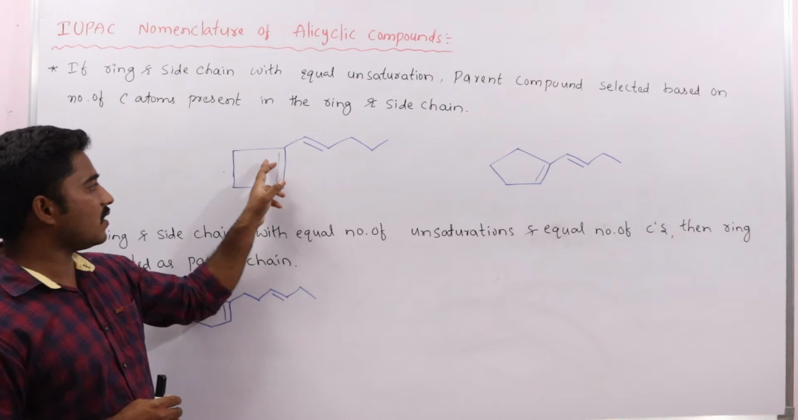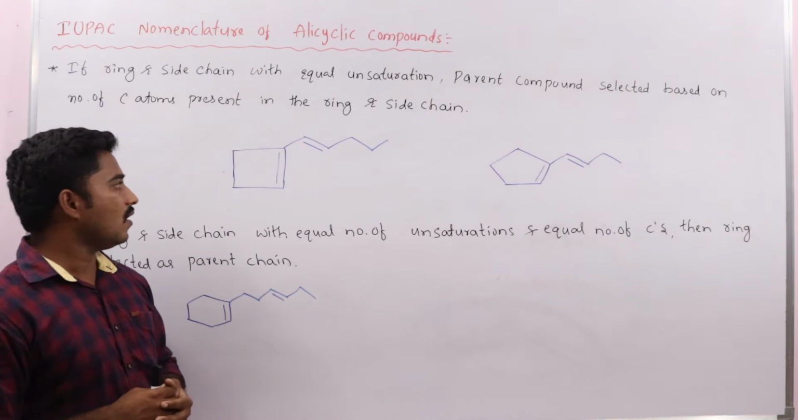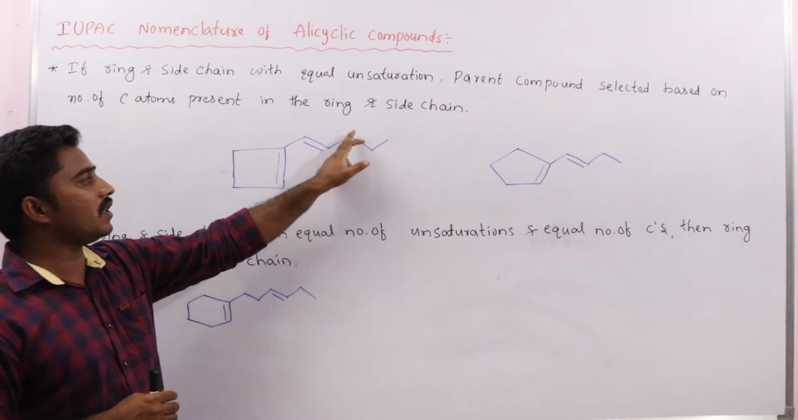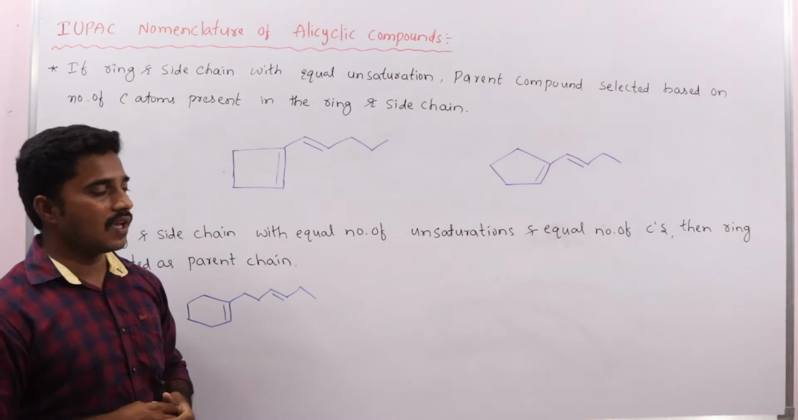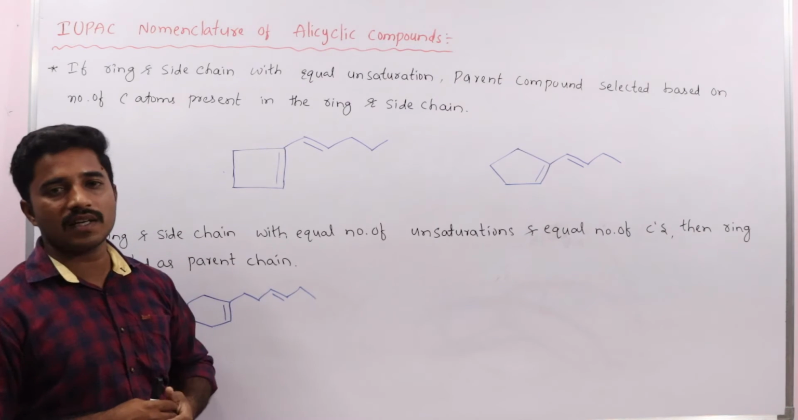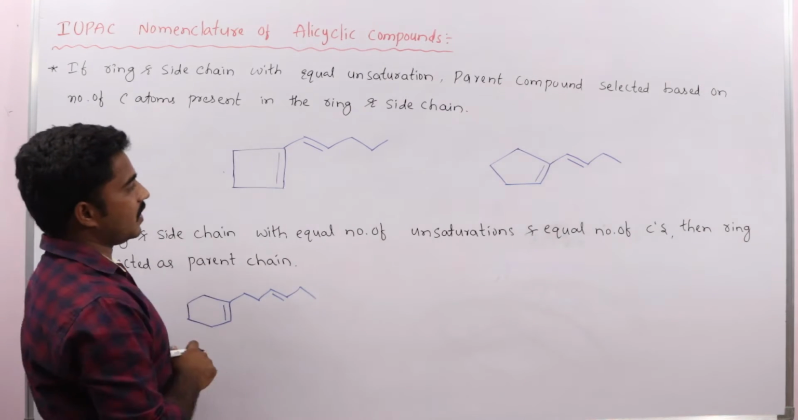If equal unsaturations are present: in this ring only one unsaturation, in the side chain also only one unsaturation is there. The ring contains only 4 carbons. The side chain contains 1, 2, 3, 4, 5 carbons. Then which one do we select as the parent compound? The side chain we select as the parent compound, then the ring as a substituent.